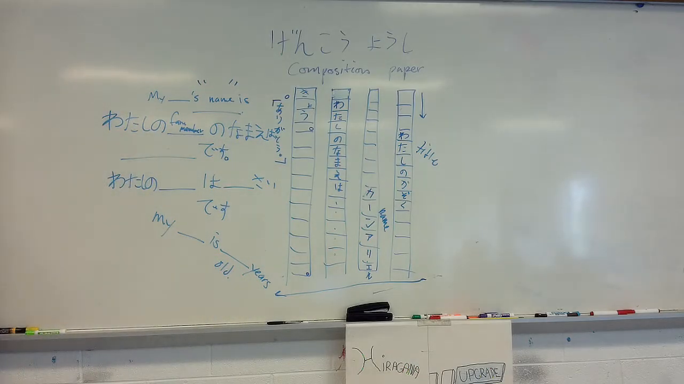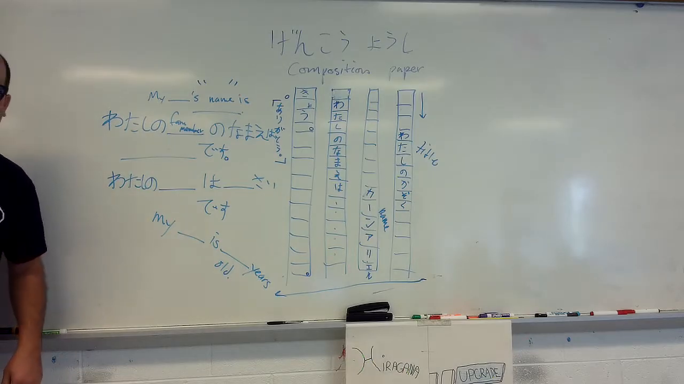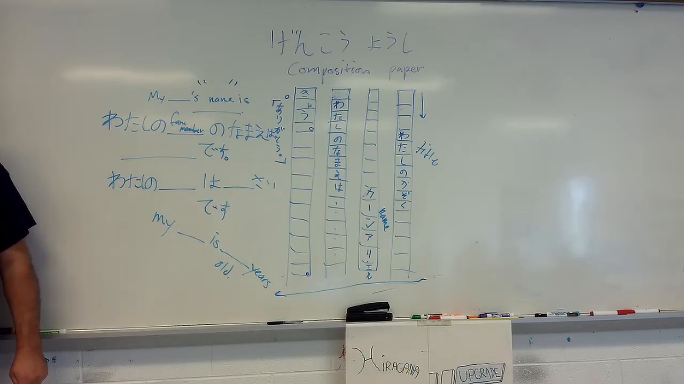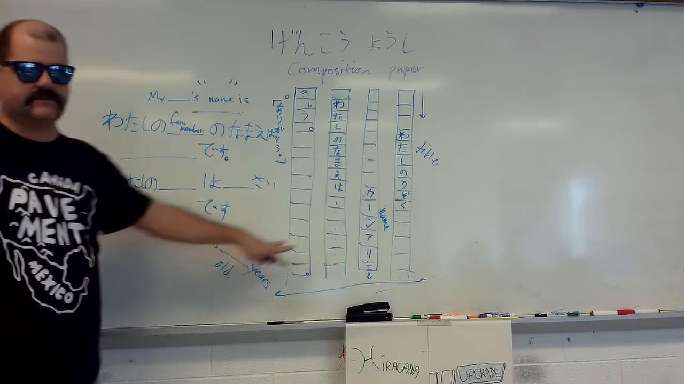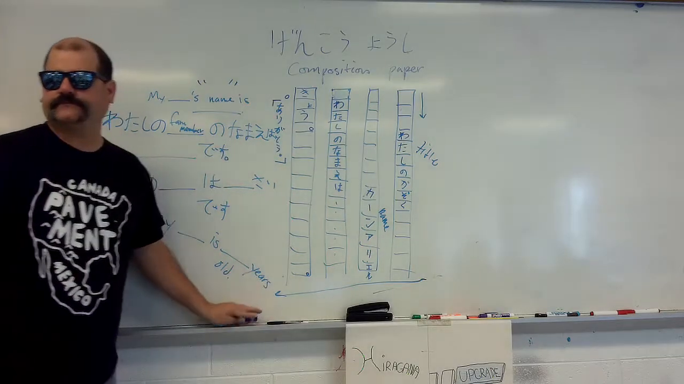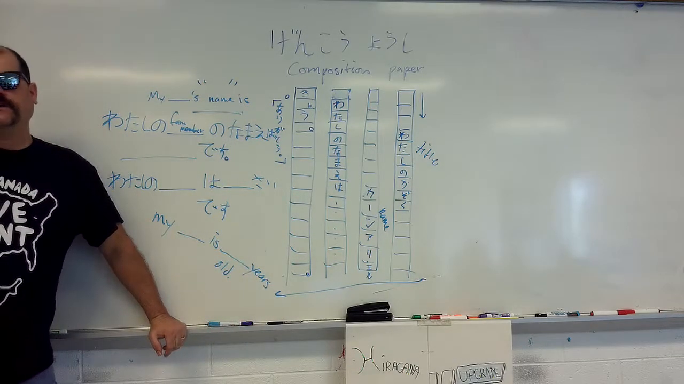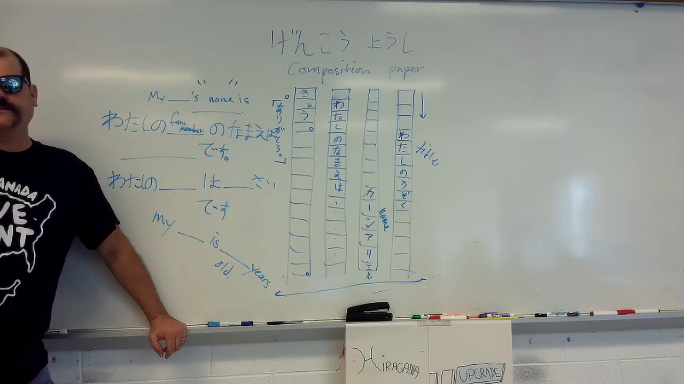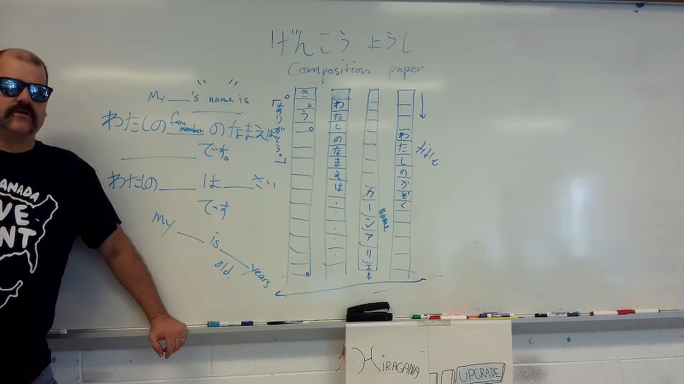Okay, so you should have 8 sentences, 4 people, 2 sentences each. Does that make sense? Not difficult. Are there any questions about this? Okay, you'll find that as you write this, you'll remember your hiragana a lot better.